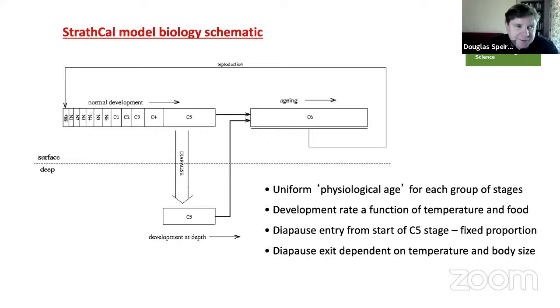So schematically, you can think of the Strathclyde model biology with this diagram. On the surface, we have all the eggs, the naupliar stages, the copepodites, and the adults, but the C5 stage possibly can enter diapause and move from the surface waters to the deep, and we have development of the diapausing individuals. When they reach the end of their diapause, they emerge and join the adult class. For each group, we are assuming uniform physiological age for each of the stages. The development rate, in other words how fast they're moving along these arrows, is a function of temperature and food availability. Food availability is phytoplankton abundance, which can come from satellite ocean color observations, or from the outputs of global ecosystem models.